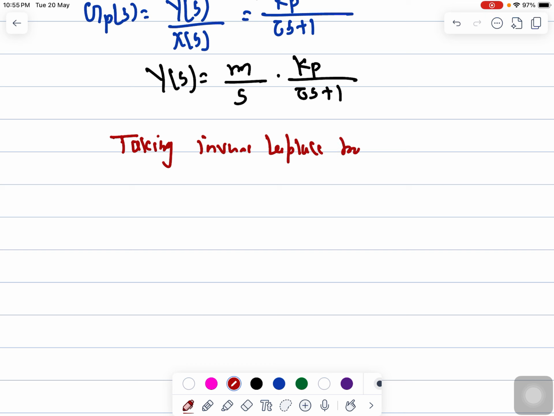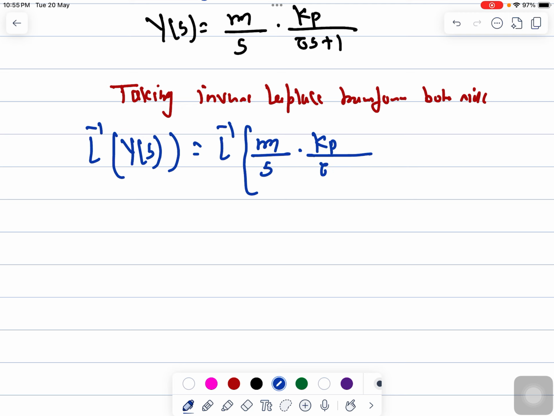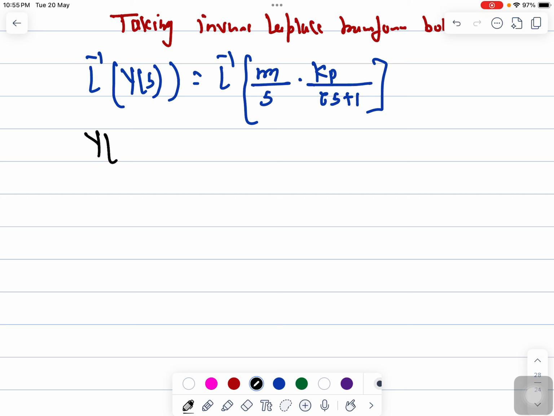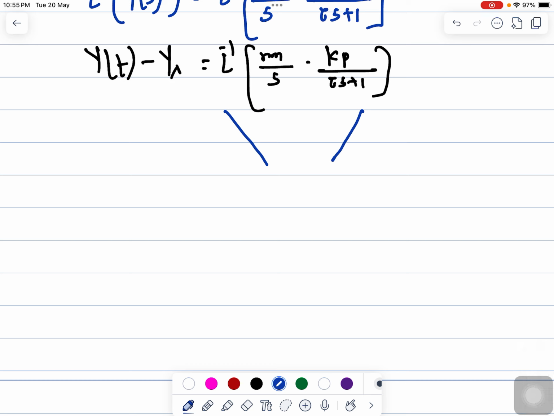If I take the inverse Laplace transform of both sides, I can write Laplace inverse of Y(s), which gives y(t) minus y(s), as Laplace inverse of M divided by s into Kp divided by tau s plus 1. In a previous lecture I told you that you have to break this kind of thing into partial fractions, calculate the value of the coefficients, and after that calculate the Laplace inverse.